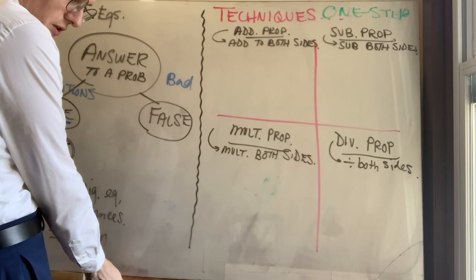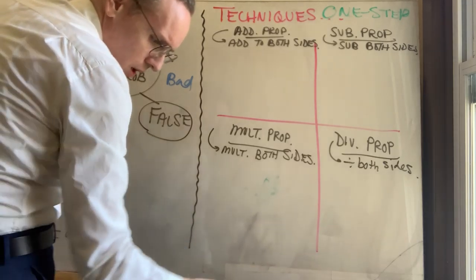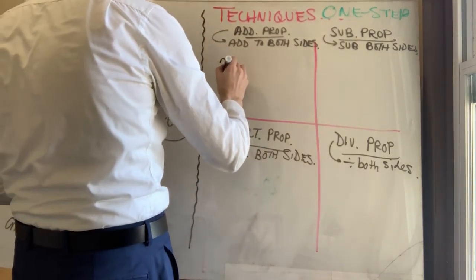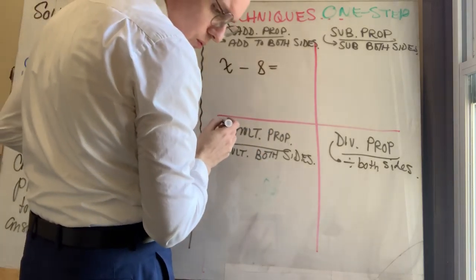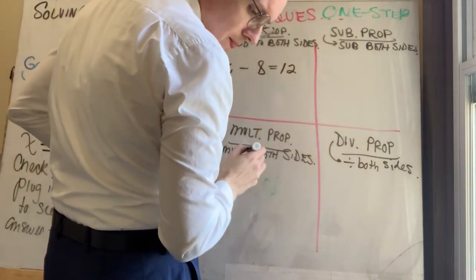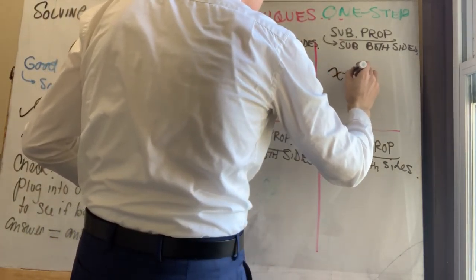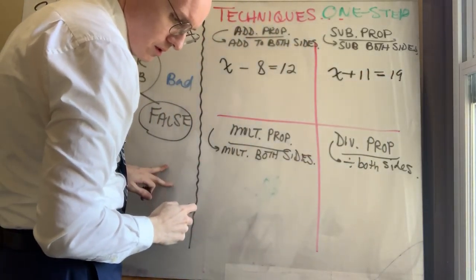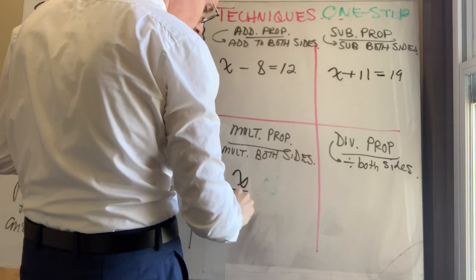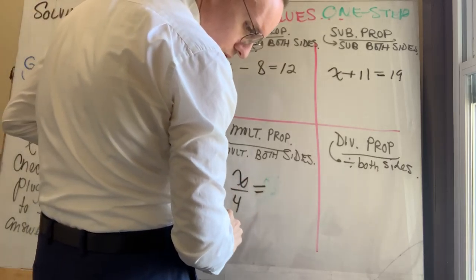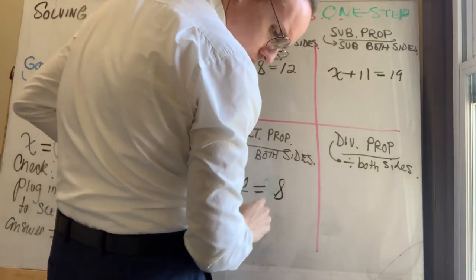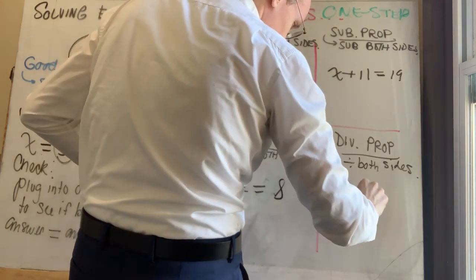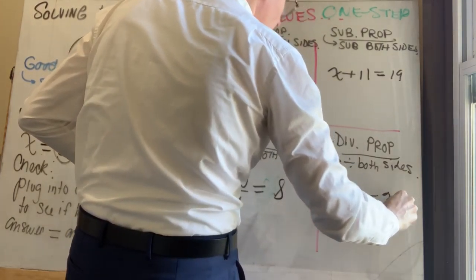Okay. So here's some examples. X minus 8 is equal to 12. And then there's this one, X plus 11 is equal to 19. And X over 4 is equal to 8. And 7X is equal to 35.